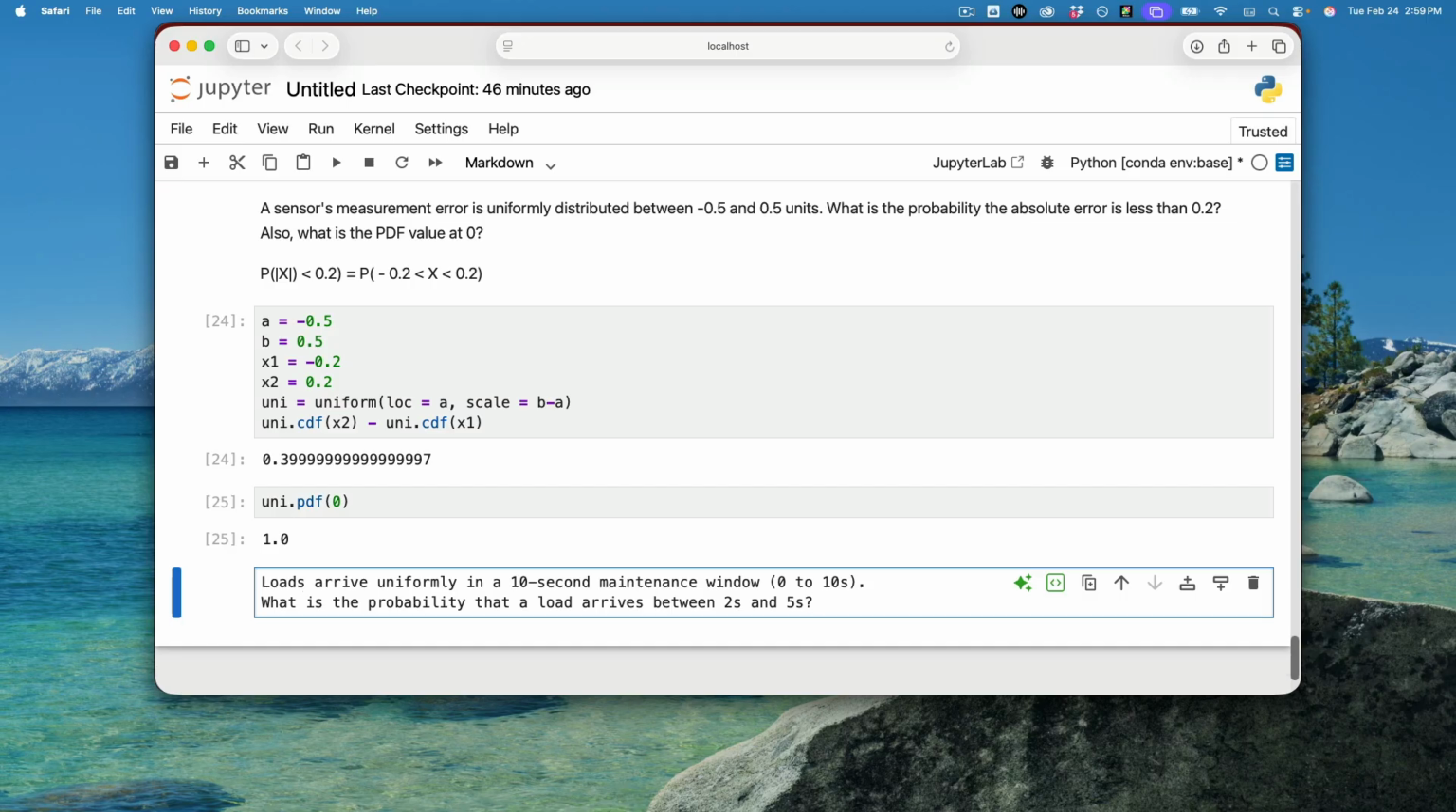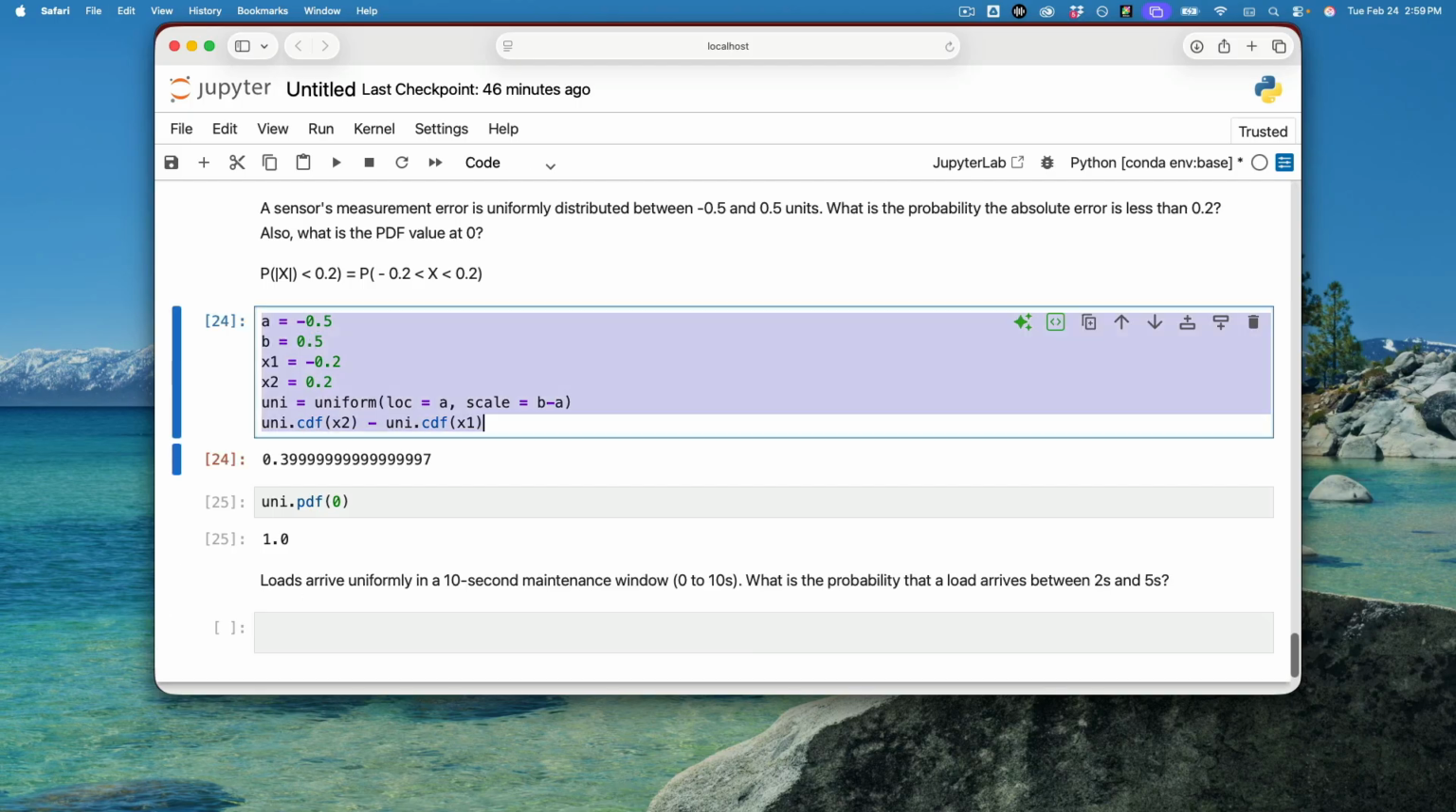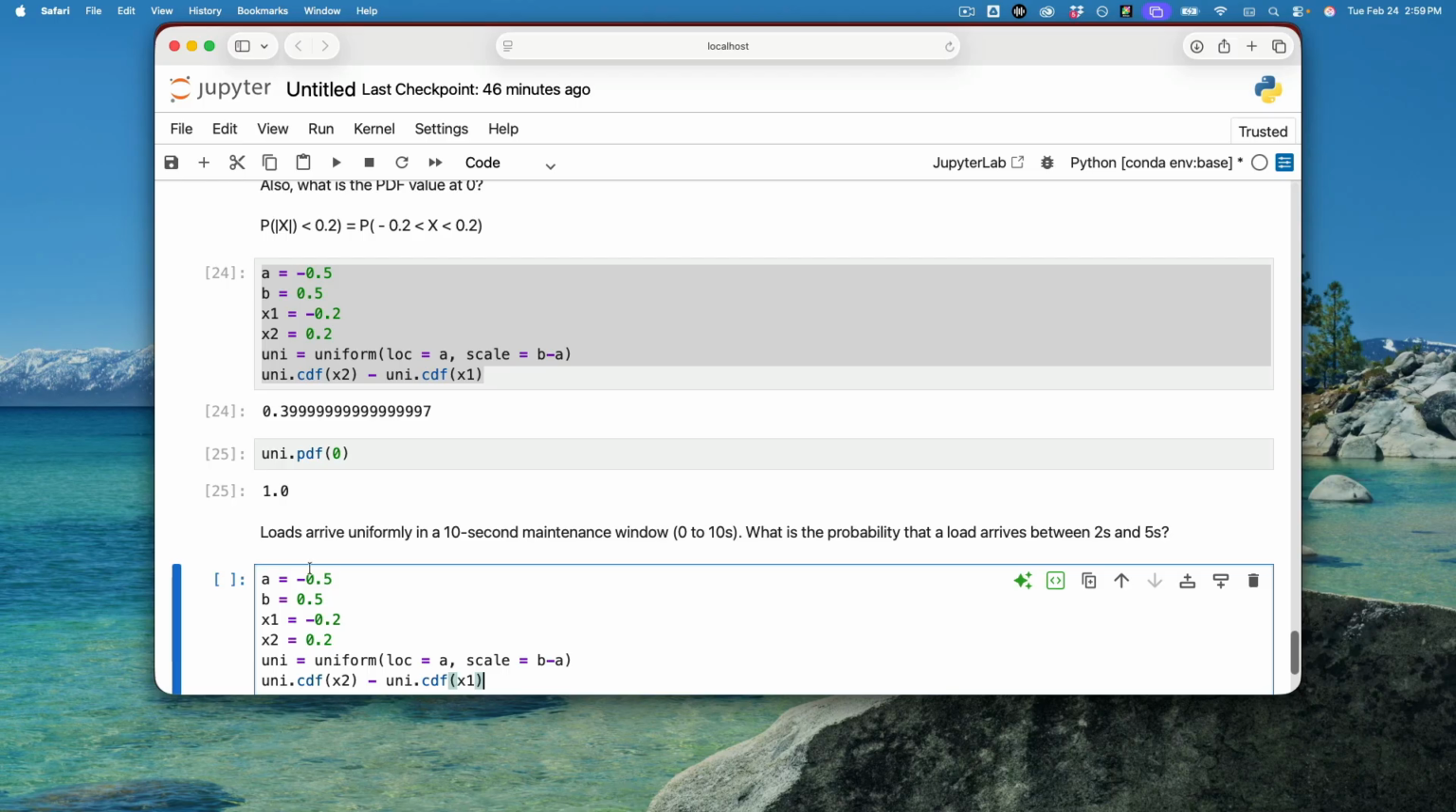Loads arrive uniformly in a 10-second maintenance window, 0 to 10 seconds. What is the probability that a load arrives between 2 and 5 seconds? Again, this is a uniform distribution problem because it's given to us.